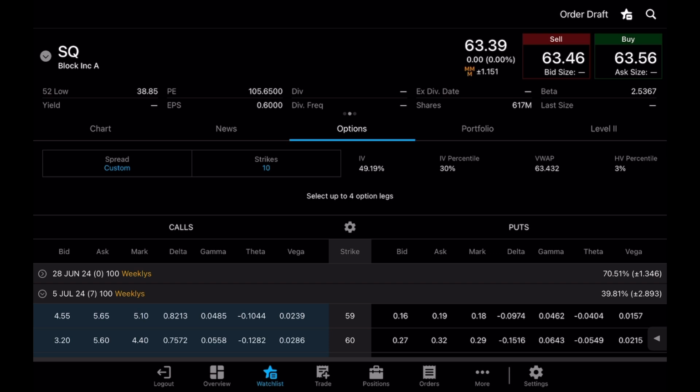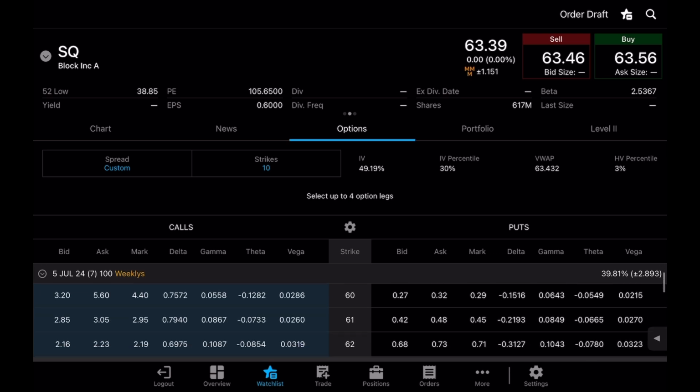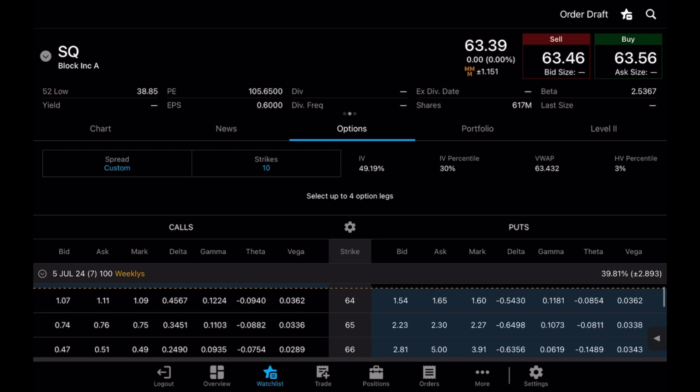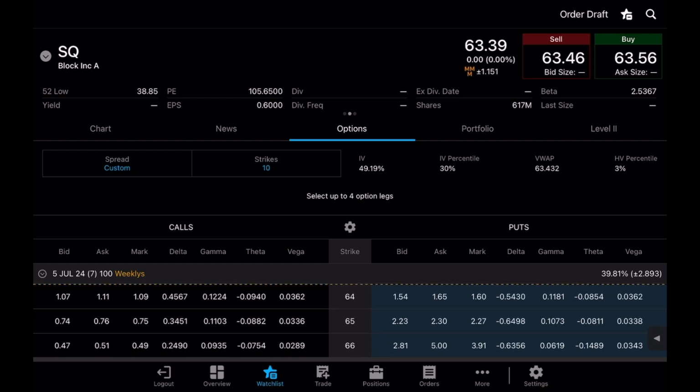I'm going to hit the drop down for July 5th. I want you guys to take a look at the ask price if we were to make a play for calls at the $64 strike. Look at the ask price for that, look at the bid, and then of course look at the delta, gamma, theta, and vega. I'm going to do the same thing, you guys can see that here.